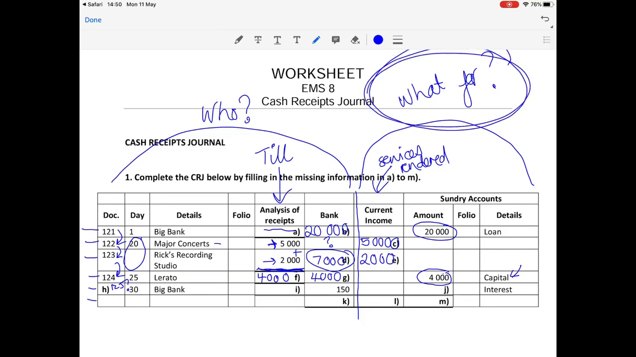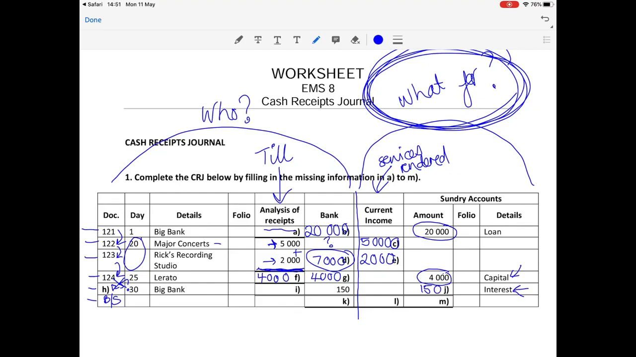Let's move across. What was that 150 Rand for? Remember, if you want to know what you received your money for, you have a look at the right-hand side of your cash receipts journal. So we want to see, what did we receive that money for? There is a reference here in the sundries column to interest. So this is interest received on our bank account. Therefore, we must automatically know that our source document is not going to be 125. It is going to be our bank statement.